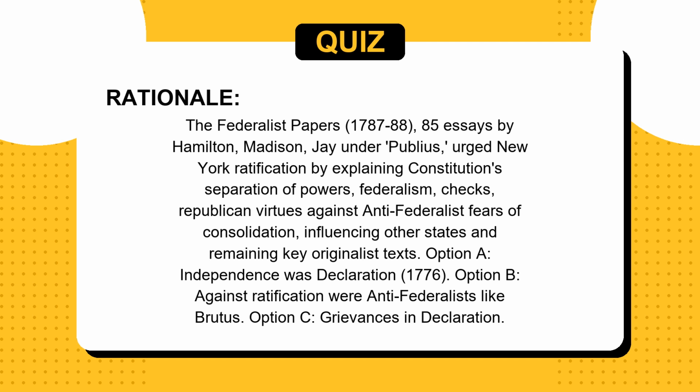Option A, independence was declaration, 1776. Option B, against ratification were anti-federalists like Brutus. Option C, grievances in declaration.